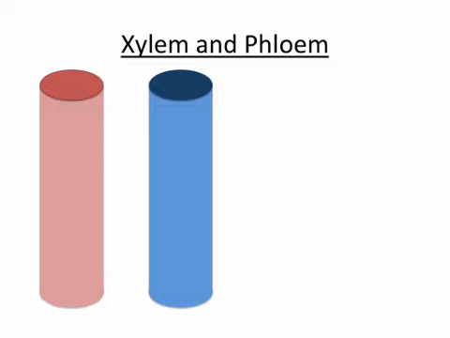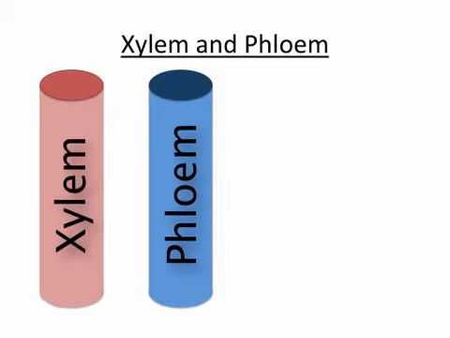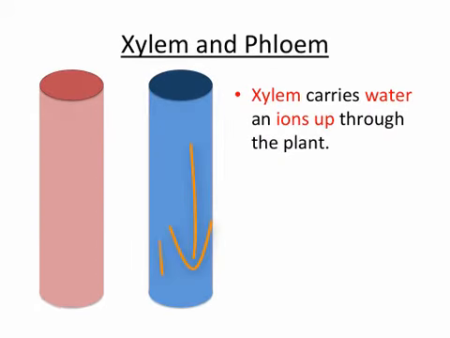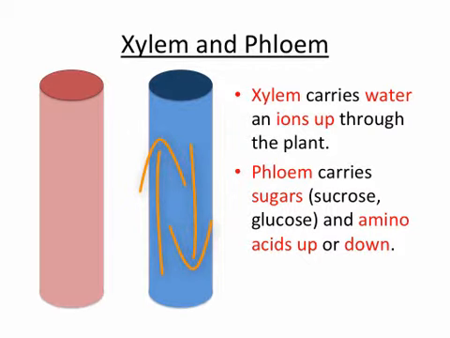The transportation organs in plants are called the xylem and phloem, and these are basically like the blood vessels that you have. They take liquids around the plant. The xylem carries water and ions up through the plant, in one direction, upwards. The phloem carries sugars like sucrose and glucose and amino acids, basically carries food for the plant, and the phloem can take substances up or down.